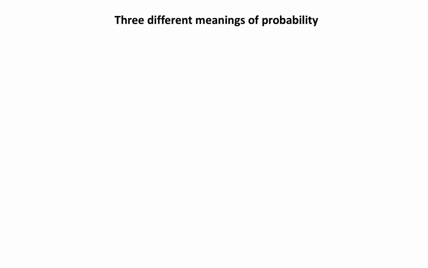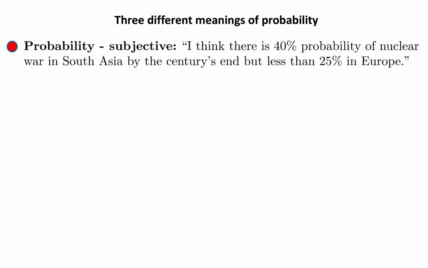Probability can be given 3 different meanings. One of these is a very subjective one, so it's an opinion. That opinion is that there is 40% probability of nuclear war in South Asia by the century's end, but less than 25% in Europe. Of course, nobody really knows, nobody can calculate. This is just an opinion, just like any other opinion. For example, I could say, oh, the chance of that bakery having fresh bread is 90%. Again, there's no real way to assess it.